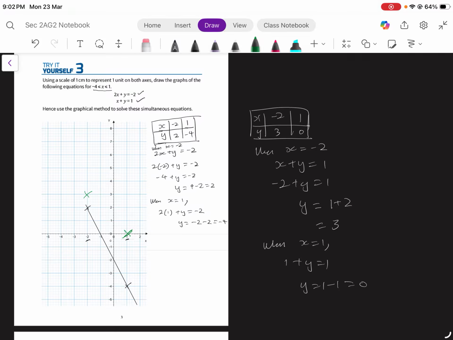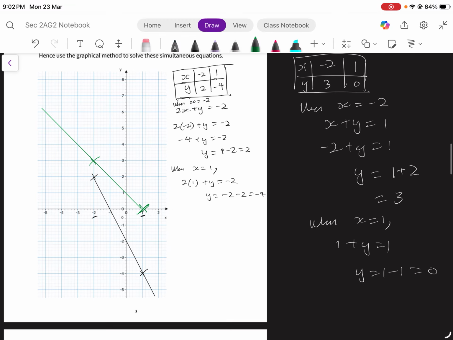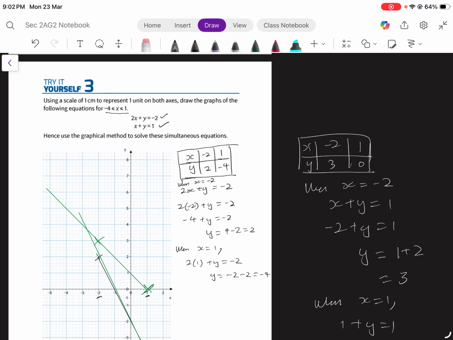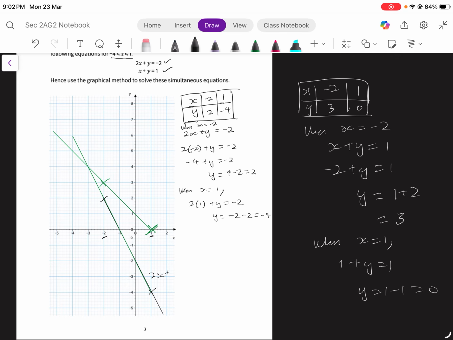So it's here. I'm going to try to draw the line from here, go a bit further. It should be around here. You see that if I extend the black line a bit more, they will actually intersect here. So this will be 2x plus y equals minus 2. Please remember to label your graph. This is x plus y equals 1. So when you look at it, my answer would be x is minus 3, y is 4.